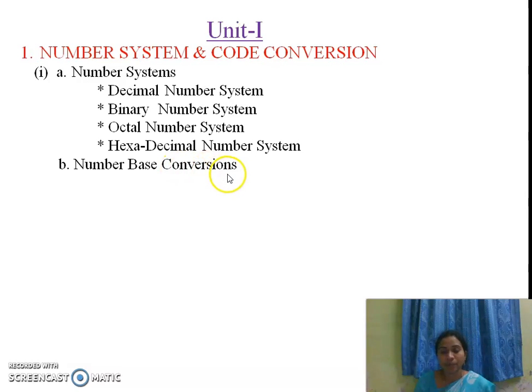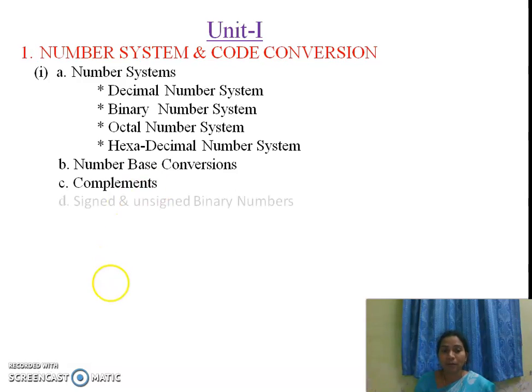From an exam point of view, they may compulsorily ask a 2 marks question or a 10 marks question on number based conversions. Very important. Then go for binary arithmetic. Binary arithmetic means how we add two numbers and how we subtract two binary numbers. There are some concepts.